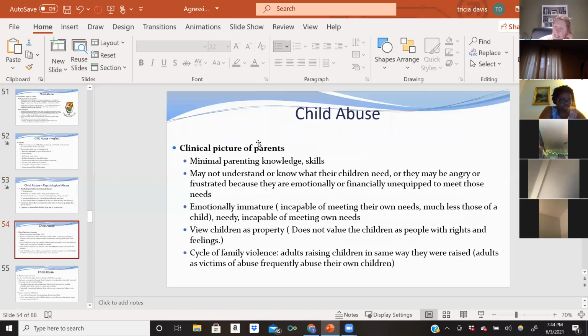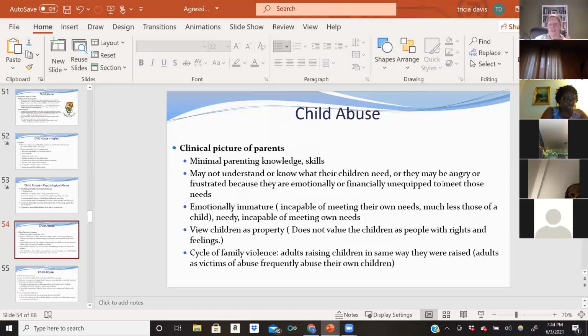So what is the clinical picture of parents that are abusive to their children? We see that these parents have minimal parenting knowledge or skills. They don't understand or they don't know what their children need. They might get angry or frustrated because they know that they're incompetent and they're not meeting their children's needs. It might be upsetting that they financially can't meet their needs. They're emotionally immature, so they're really incapable of taking care of themselves, and they definitely are not mature enough to take care of a child.